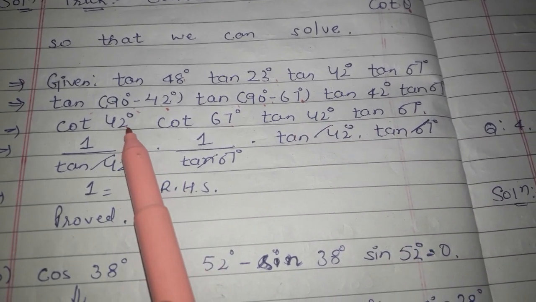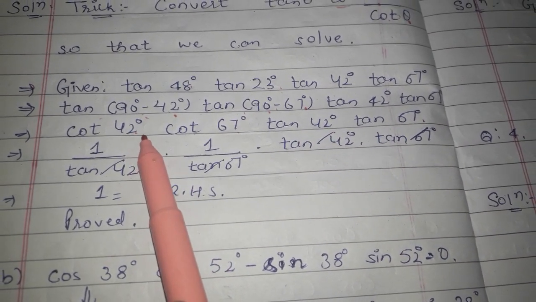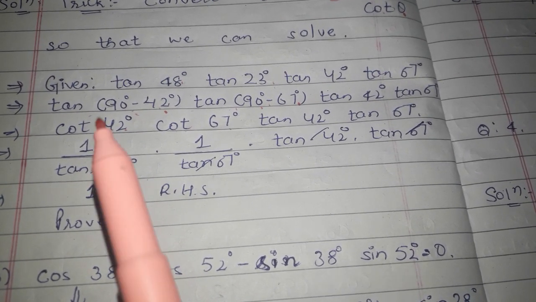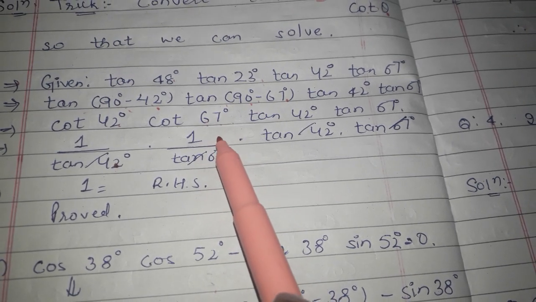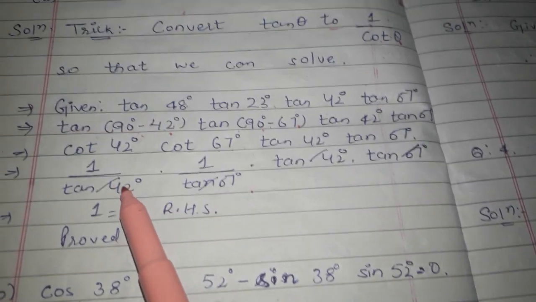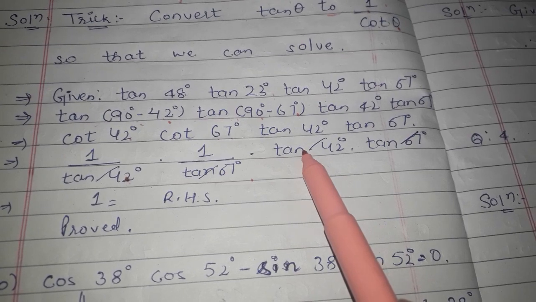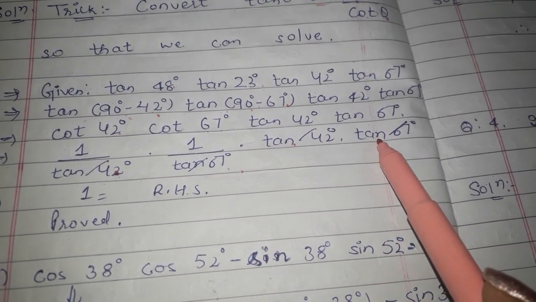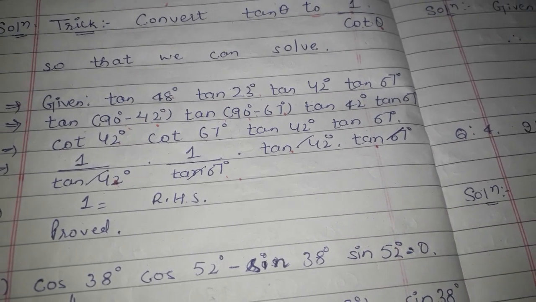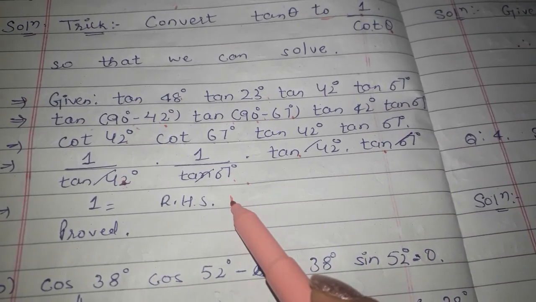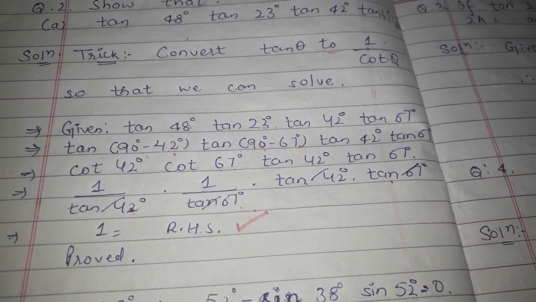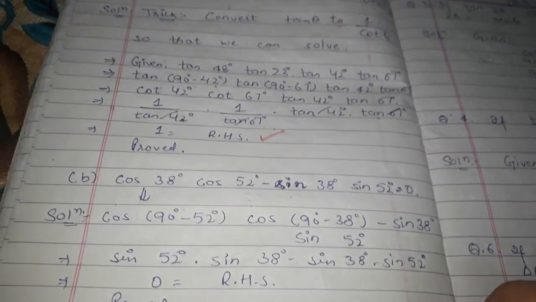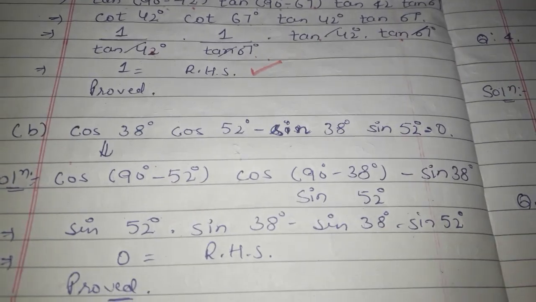Now cot 42 I can write as 1 by tan 42, because cot theta is equal to 1 by tan theta. Cot 67 degrees as 1 by tan 67. Now 1 by tan 42 and tan 42 will get cancelled out with each other. 1 by tan 67 and tan 67 will get cancelled out by each other. The answer will be 1, which is equal to the right hand side. That's why it is proved. Hence it is proved. Now the second part of question second.